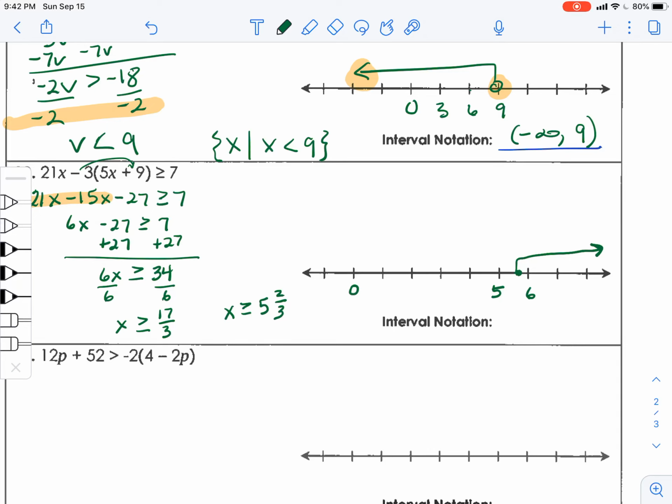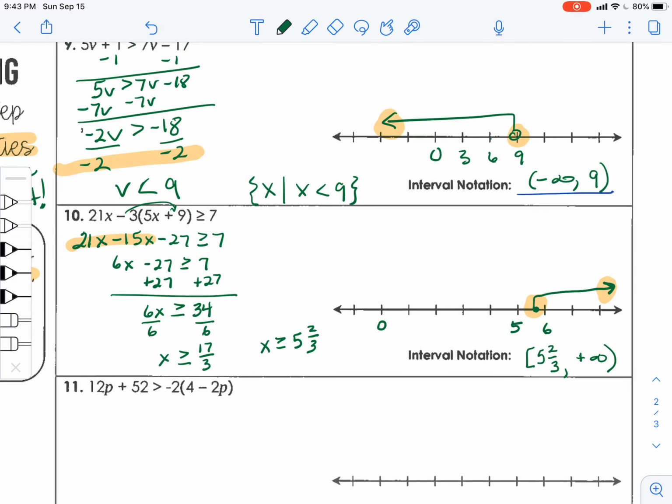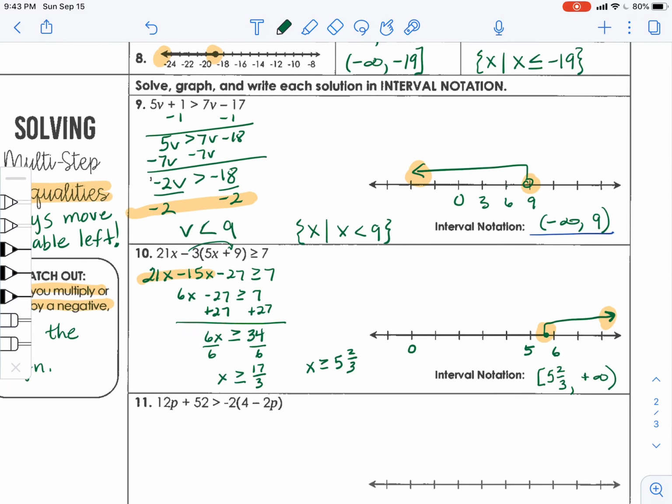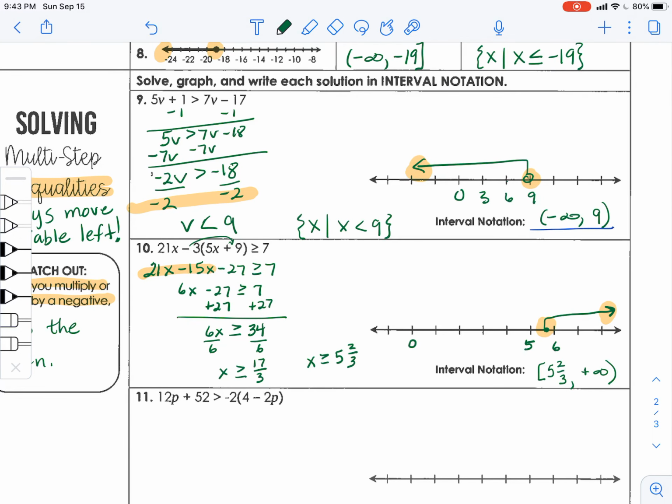Okay? So my interval notation would look like, on the left, a bracket at 5 and 2/3, comma, and then on the right, it's going to positive infinity, parenthesis. Okay? So there's you 2 examples of things that you're going to be solving.